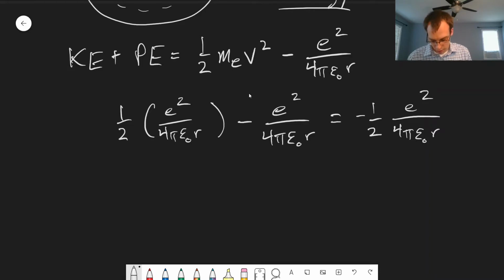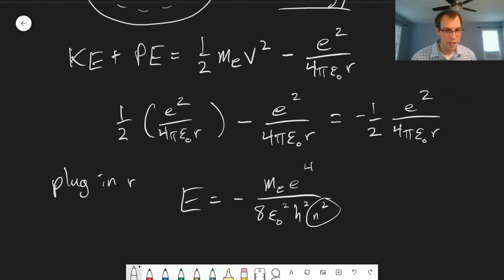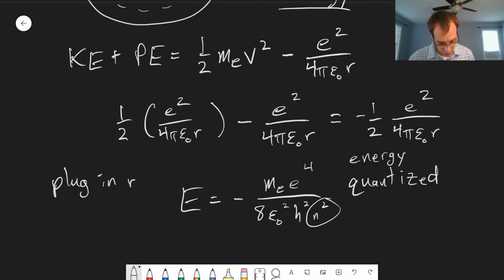And then we can plug in r that we solved for earlier, and we get that the energy, according to this Bohr model, is negative mass of the electron e to the 4th over 8 epsilon naught squared h squared n squared. And again, this n shows up. This is an integer, so this means we have quantization. And so we can say that the energy of the hydrogen atom, according to Bohr's model here, is quantized.